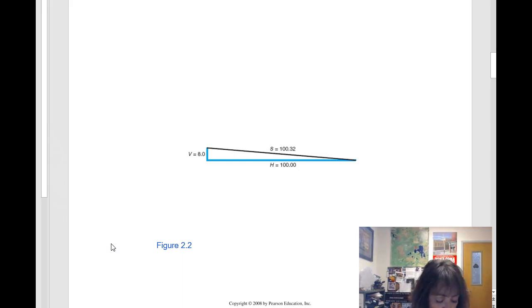V, the vertical distance, is given as 8.0 feet. That means it's only been measured to 1/10 of a foot. The slope distance is 100.32 feet, and that's measured to 1/100th of a foot as well.